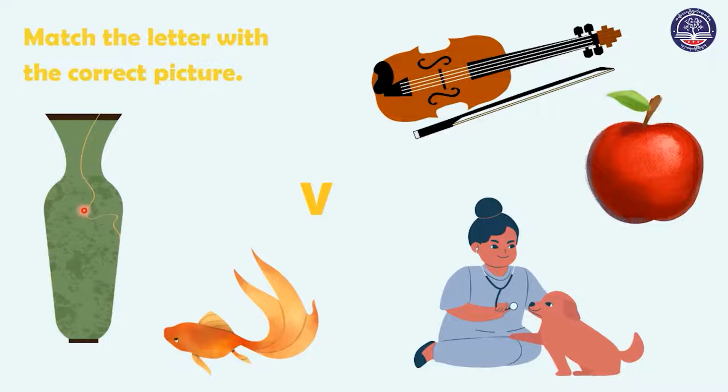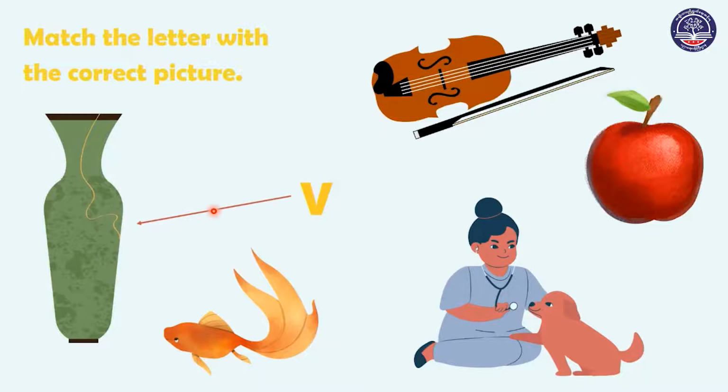Now let's look at the first picture. What is this? You can put flowers in this. What is this? Yes, this is a vase. Repeat after me. V, V, vase. One more time. V, V, vase. Does vase start with letter V? Yes, vase starts with letter V. So we will have to match it with letter V here. Okay? So we will match it like this.